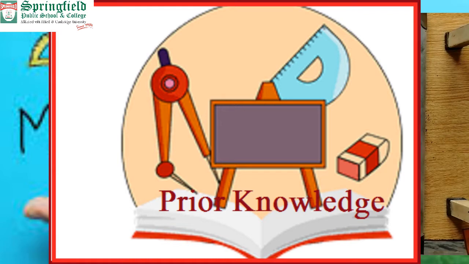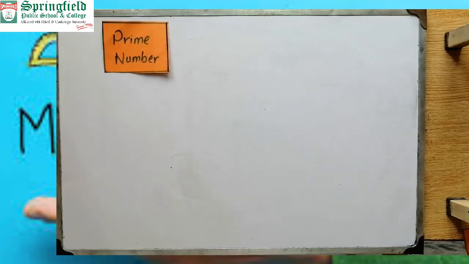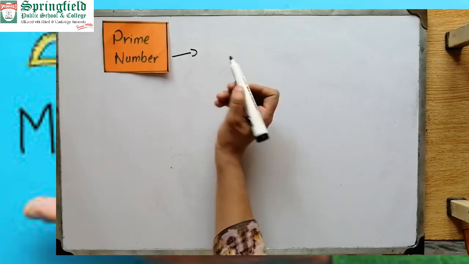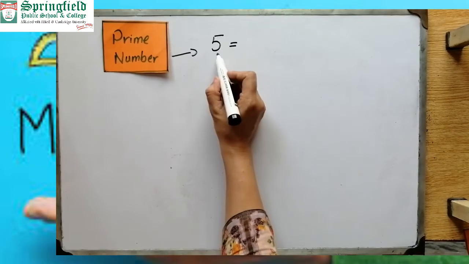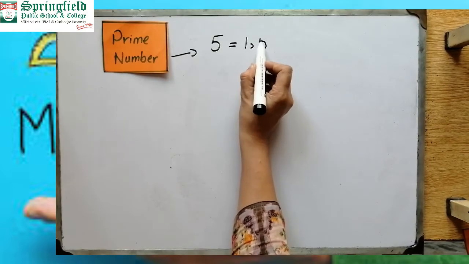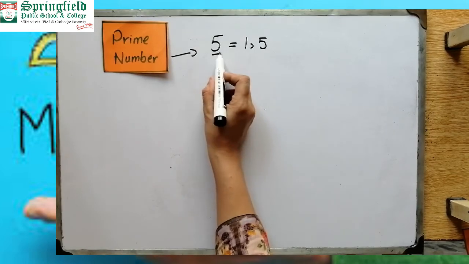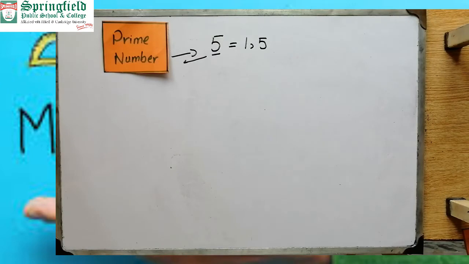Okay beta, do you remember the prime number and composite number as we already did? A prime number is a number that has just two factors. Let a number be 5. We will check which tables 5 comes in. 5 comes in table 1 and itself. It means 5 has just two factors. That's why we say 5 is a prime number.